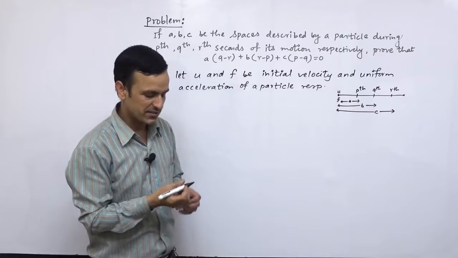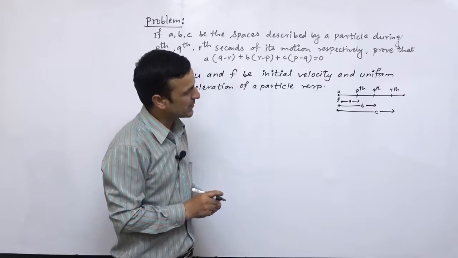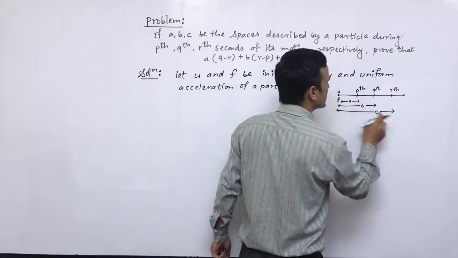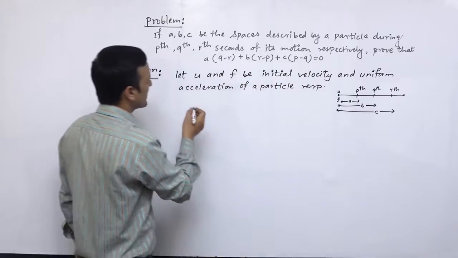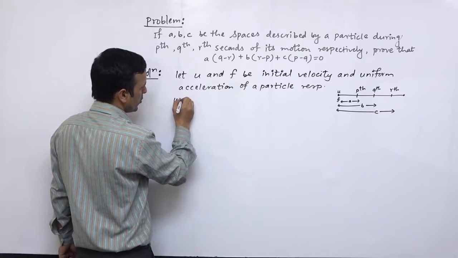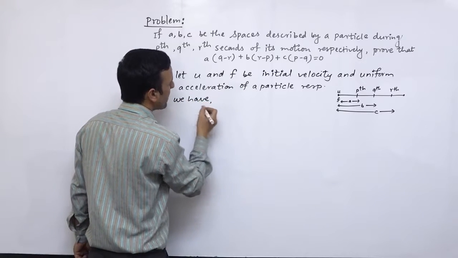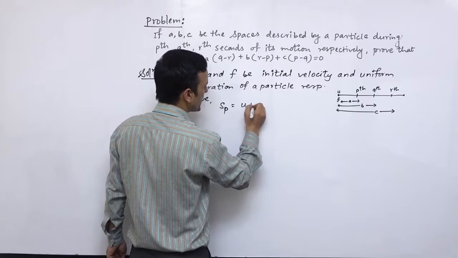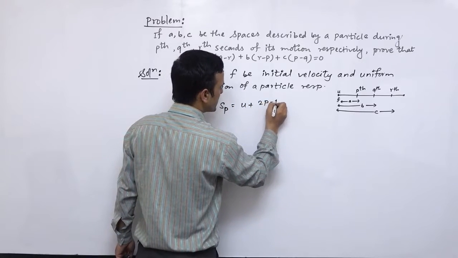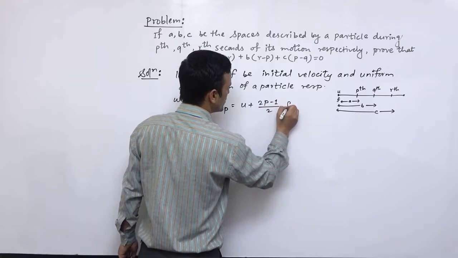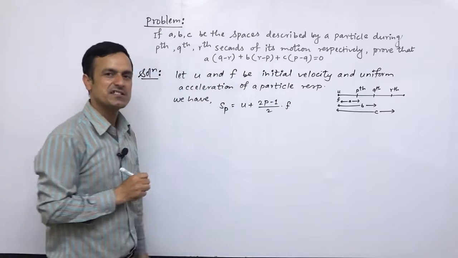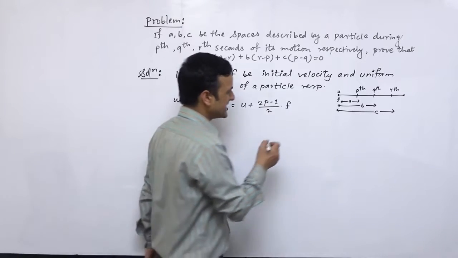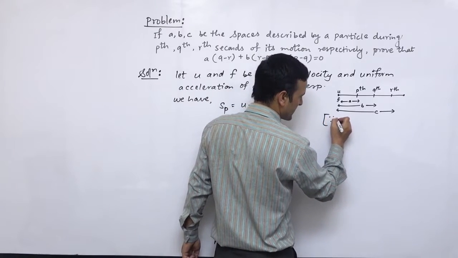A, B, C are the distances covered by that particle for the pth second, qth second and rth second. So we can write down, we have Sp is equal to U plus (2p minus 1) divided by 2 into F. This is the value obtained by using the formula.